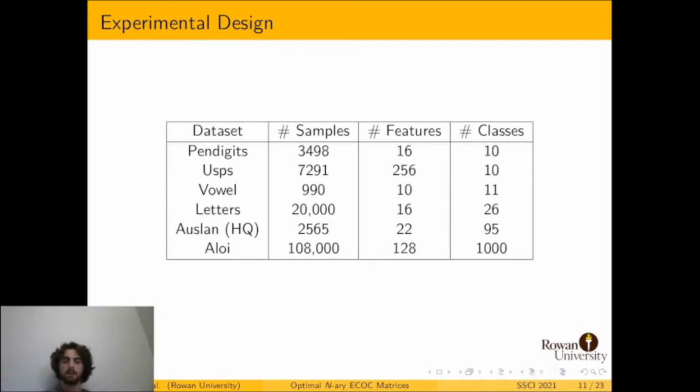For our experiment, we used 6 datasets with a varied number of samples, features, and classes. The most important distinguishing factor for ECOC learning is classes, because datasets with a larger number of classes require larger codebooks. In this presentation, I'll be showing results mostly from pen digits, letter recognition, Australian Sign Language, and the Alloy dataset, because they each have a significantly different number of classes.